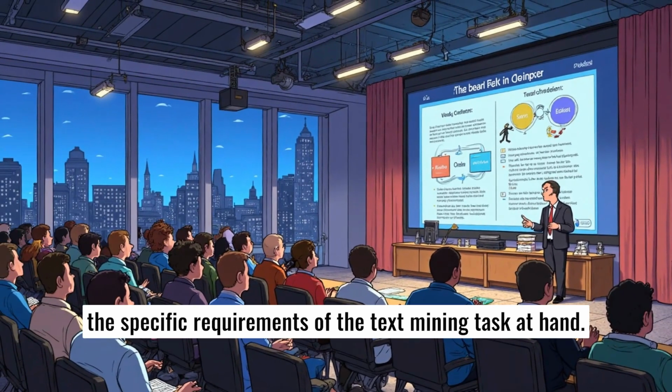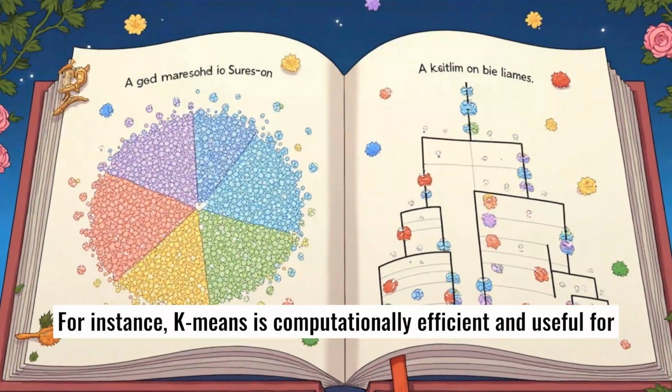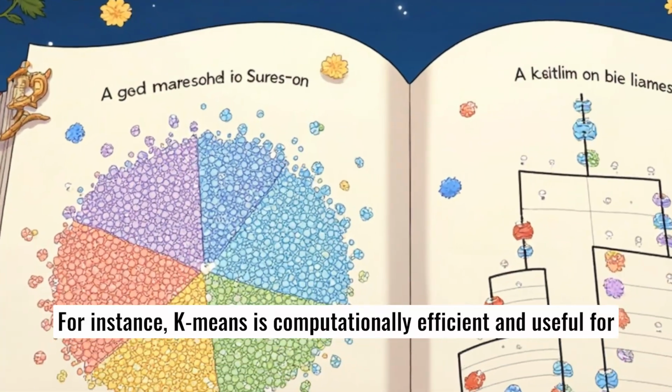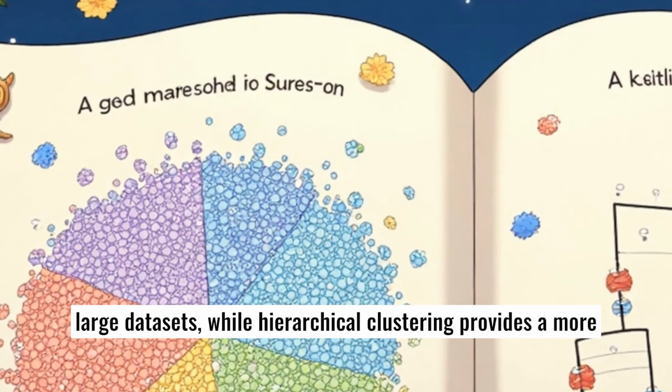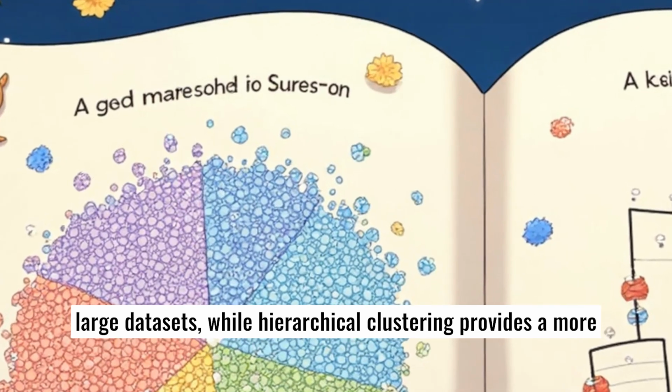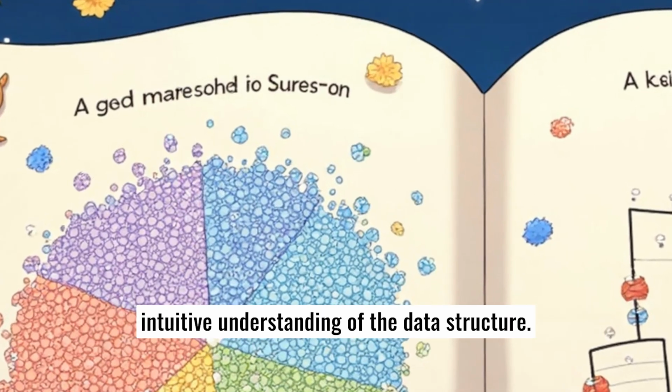mining task at hand. For instance, K-means is computationally efficient and useful for large datasets, while hierarchical clustering provides a more intuitive understanding of the data structure.